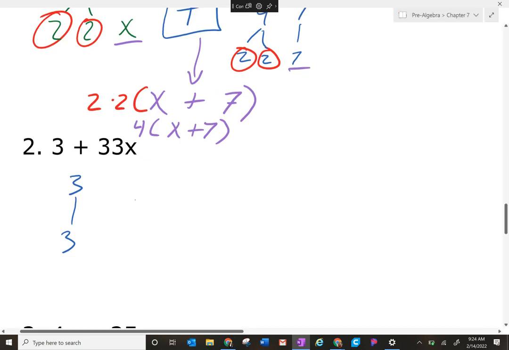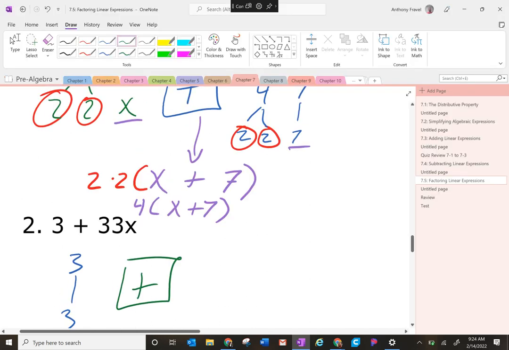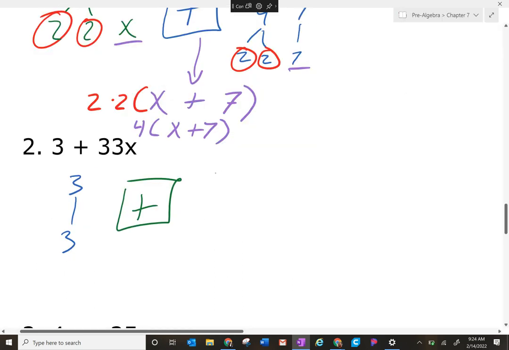Just like the Super Bowl halftime show and Dre. We can't forget about it. Okay? So we got that plus sign there. Next one I'm going to choose is going to be that other side. So I've got 33x.